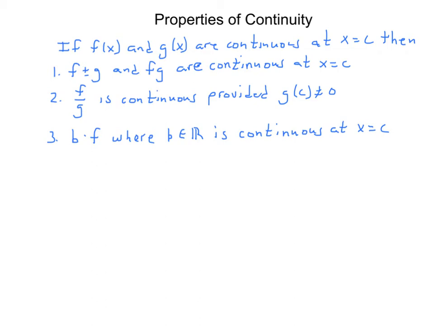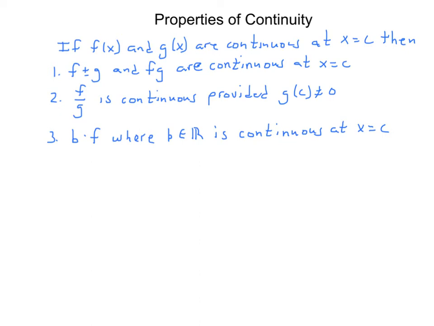The other one is that the division, f divided by g, is continuous at x equals c, provided that g of c does not equal 0. Obviously, if g of c equals 0, then I'm going to have a division by 0, which is undefined, so that resulting rational function won't be continuous. The other one is that if I take a constant times a function f, where that constant is some real number, then that result will also be continuous at x equals c.